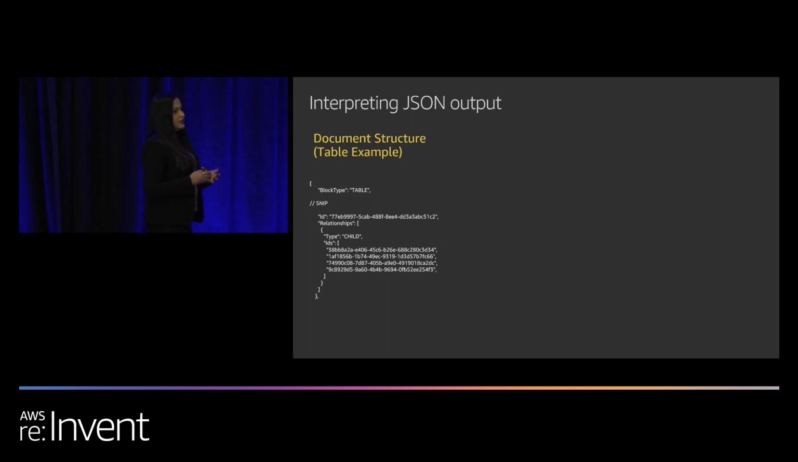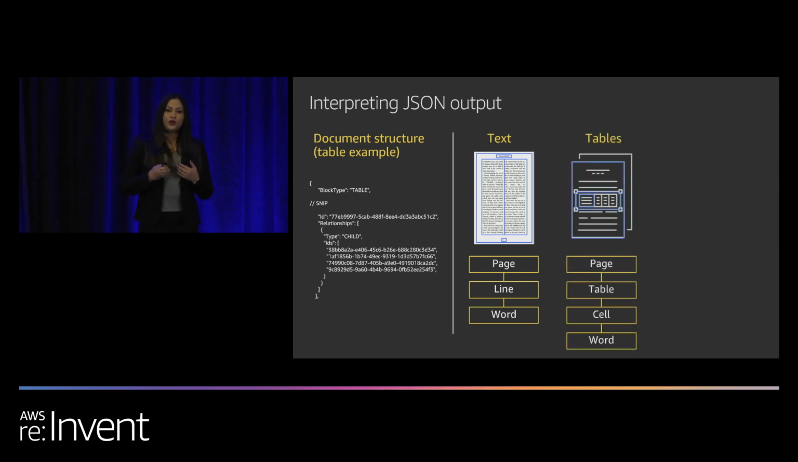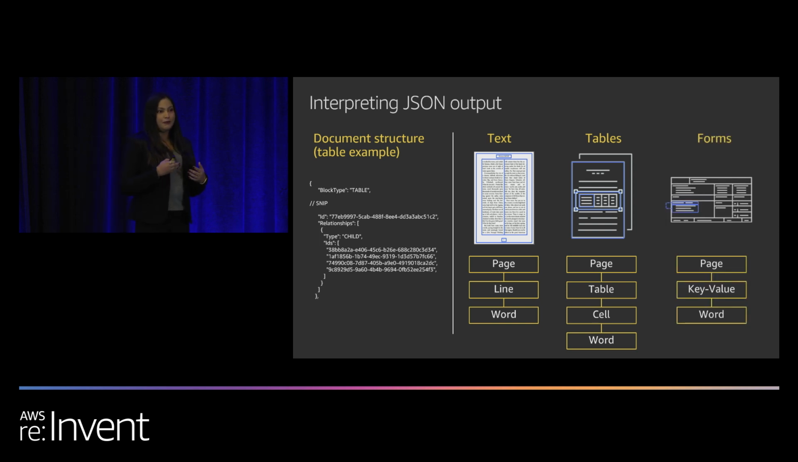Textract organizes its content into a hierarchy of blocks. There is one block for each content type. For text, the page is related to line, is related to word. For tables, the page is related to tables, is related to cell, and the cell is related to the words within it. And for forms, the page has key value pairs and the text associated with the key and value respectively. So within each block, you get the content, the relationships between the different blocks, and the geometry that allows you to locate it on the page.